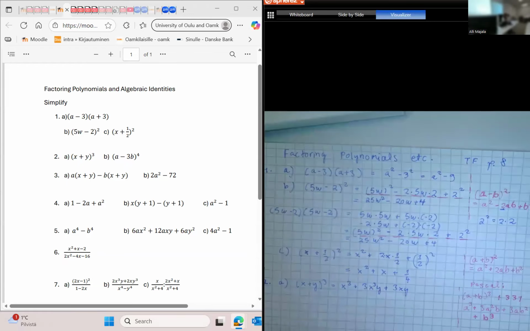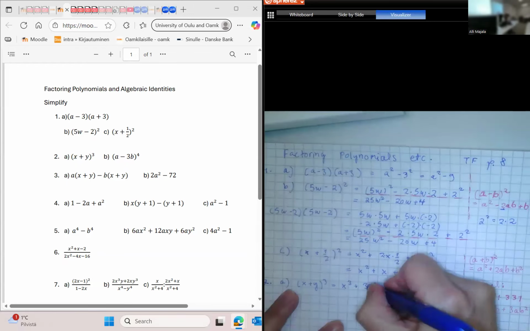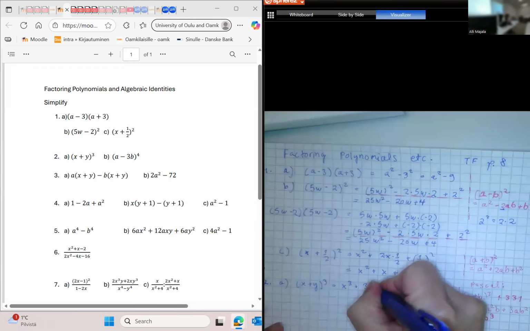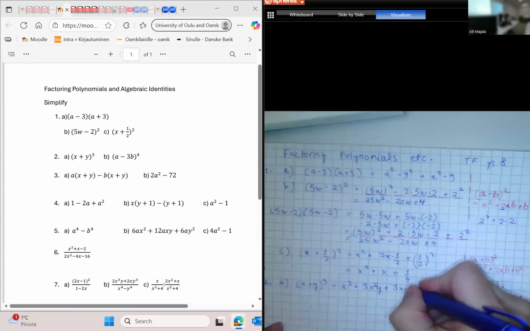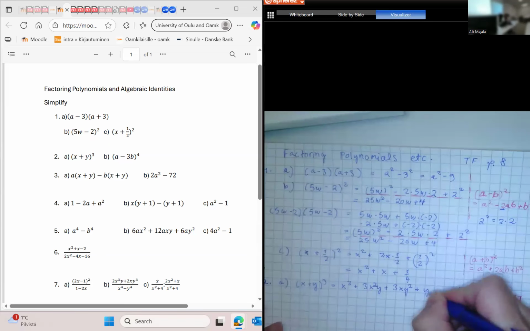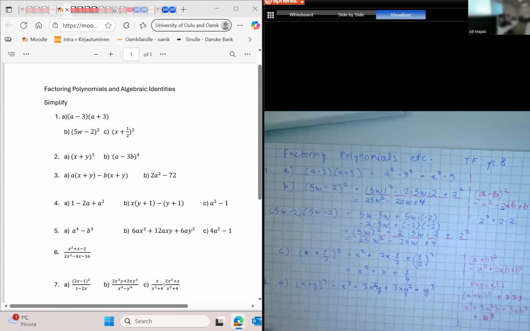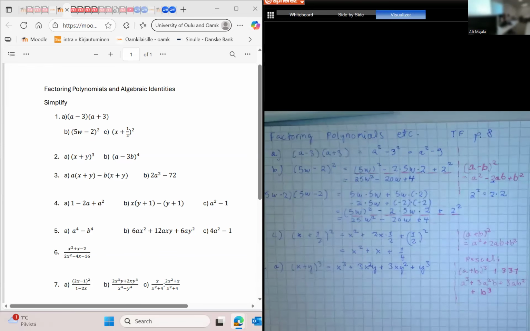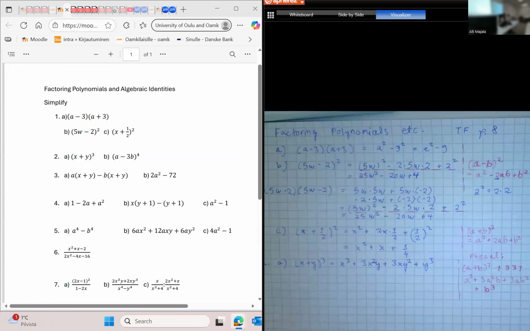No, in the power of 2. It's easy to make mistakes here. Power of 2 plus y in the power of 3. Does this make sense? Yes, it makes sense.